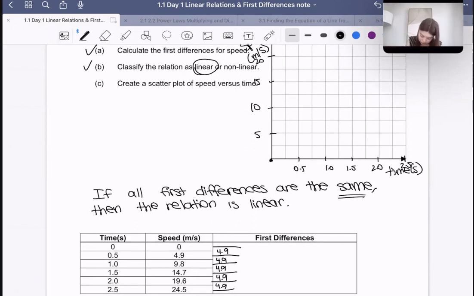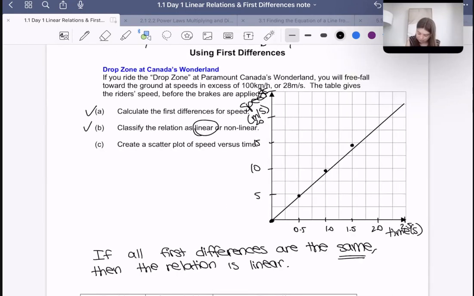So the dots would go at 0, 0, then 0.5, 4.9, so just shy of 5, very, very close to 5. Then 1 and 9.8, so very close to 10. Let's see, 1.5 and 14.7, so pretty close to 15. And so on, right? I'm actually just going to grab this tool here and draw a nice straight line. The straight line needs to go through all the points, not just some of them. Let's make sure it does.